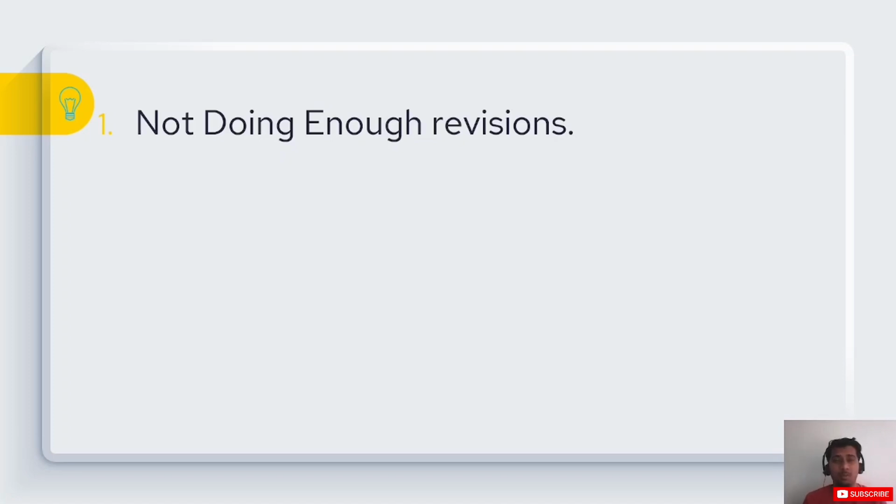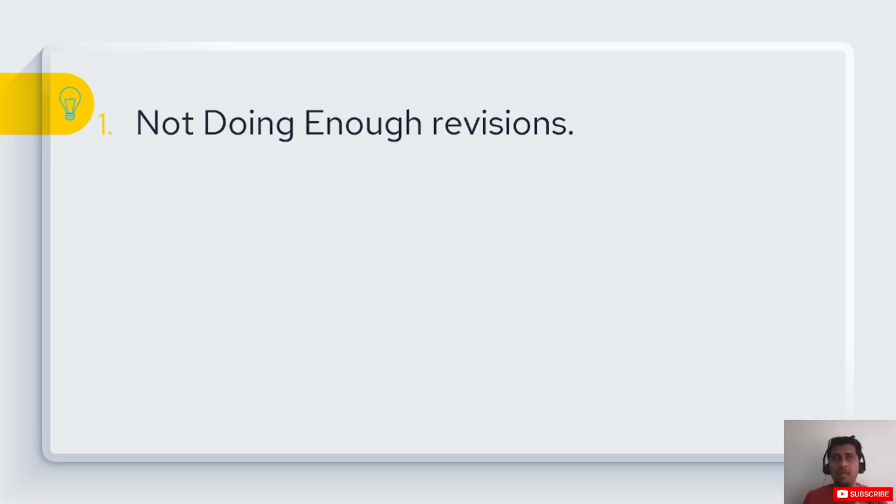That's the first point, having enough revision. Don't fall for the placebo effect. Thinking, oh, I know things, and just reaching the examination center, and when the question comes, you think, oh, I knew 80% of the concept, and 20% of the thing I'm forgetting. That shouldn't be happening, right?